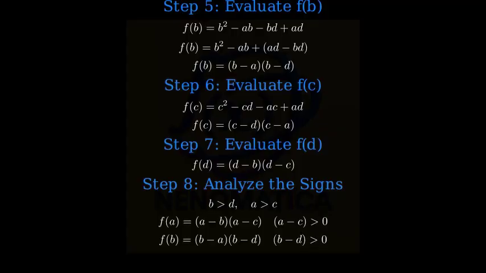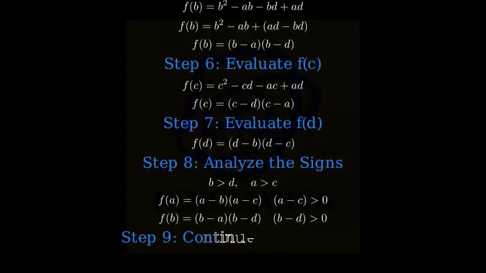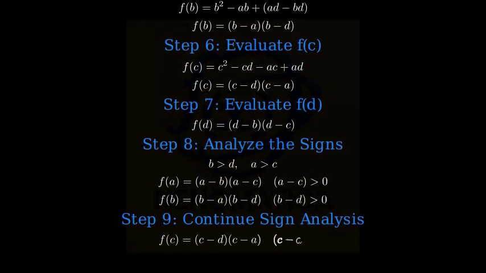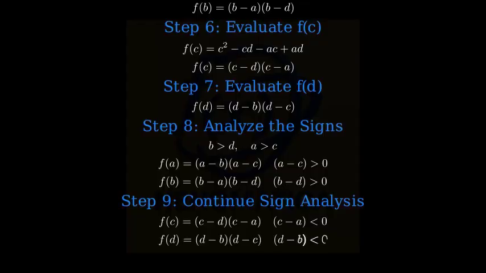Since b is greater than d, the term b minus d is positive. But we don't know the relation between b and a, so we can't determine the sign of f of b either. Let's continue our analysis. For f of c, which equals (c minus d)(c minus a), we know that c is less than a, so the term c minus a is negative. But we don't know the relation between c and d. For f of d, which equals (d minus b)(d minus c), we know that d is less than b, so the term d minus b is negative. But again, we don't know the relation between d and c.